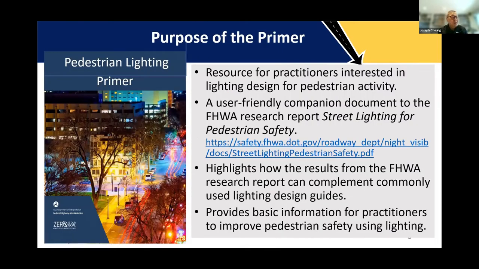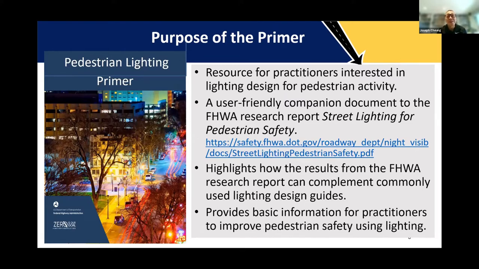So we put together this primer, and it was based on the research result from a federal highway study called Street Lighting for Pedestrian Safety. However, as most of you are familiar with, all research documents are very technical.